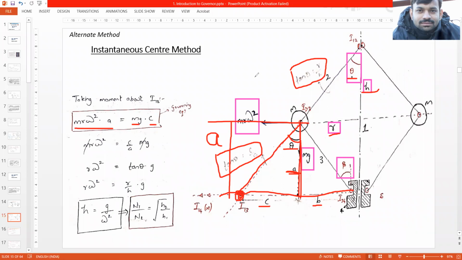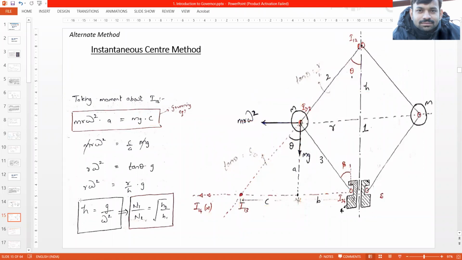This is the line of action of the mg force, and the perpendicular distance from the mg force to the center of rotation is nothing but c. Therefore mg multiplied by c. So we will simplify it, substitute the values, and it comes out to be h is equal to g by omega square, as we derived in the previous slide.